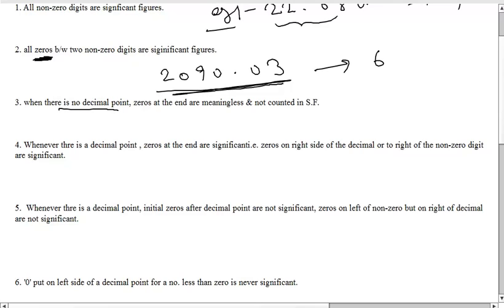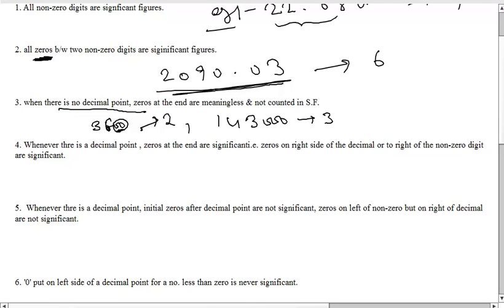For example, take 3600. These two zeros are non-significant, that is, they do not have any significance. The number of significant digits here will be 2. Then let us take another example. If there is no decimal point, mind it, say 143000. Again, significant digits will be 3. So when there is no decimal point, zeros at the end are meaningless and will not be counted in the significant figures. These are just rules.